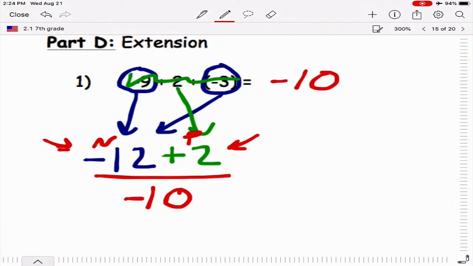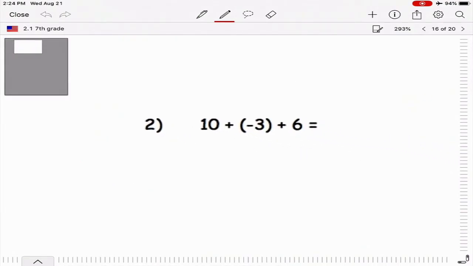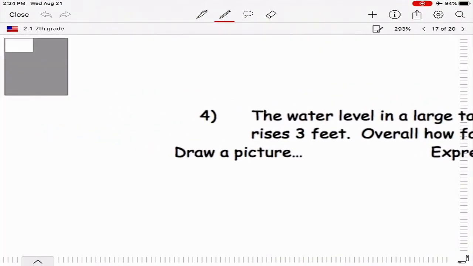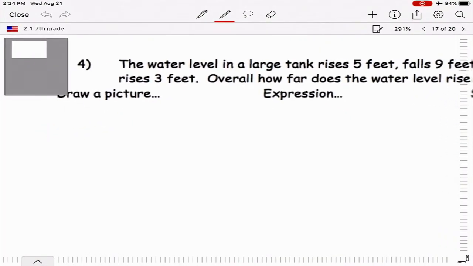So once again, when you have problems that have more than 2 numbers, just take it 2 numbers at a time. You can go left to right, or you can group the ones with the same sign first. Either one's fine with me. So go ahead and do number 2 on your own, and then we'll move on to the last problem.